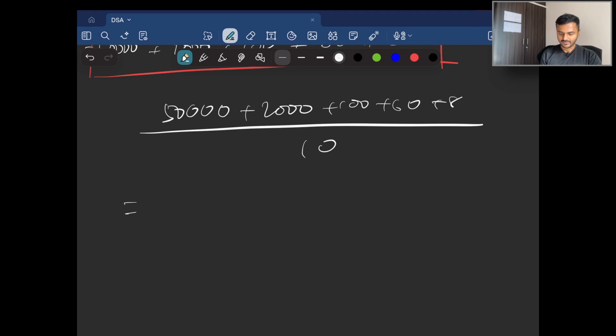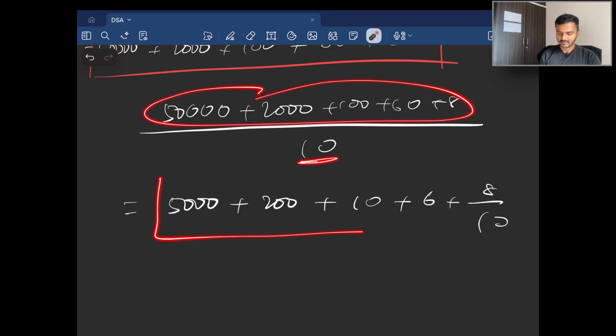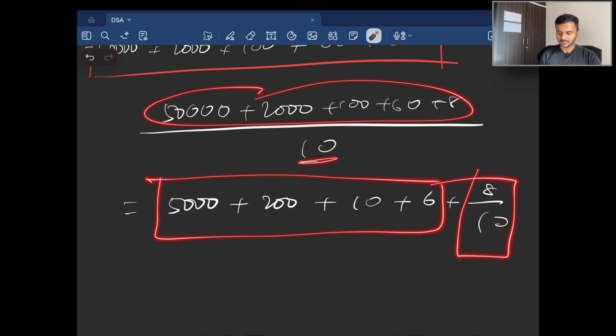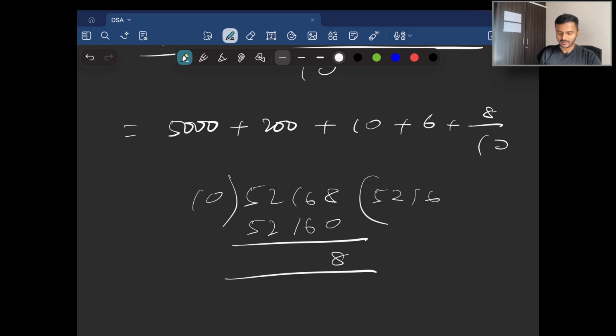You're going to get 50,000 by 10, which is 5,000. Then 2,000 by 10, which is 200. Then 100 by 10, which is 10. Then 60 by 10, which is 6. And 8 by 10. So you see, all of this will get completely divided by 10 except 8, which means if you divide all of this by 10, you're going to get this as the quotient and this as the remainder, right? And what I mean here is, of course, 52168 divided by 10 will leave you with 5216 as the quotient, and that will give you 52160 here and 8 as the remainder.